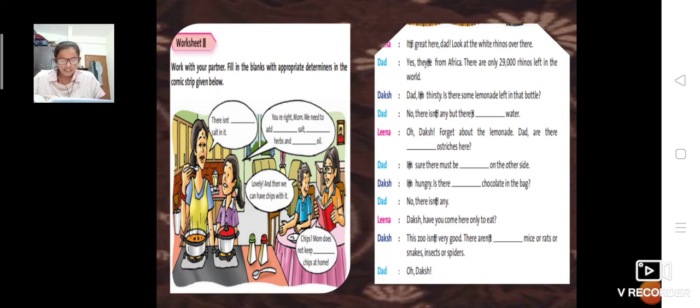Daksh says, this zoo isn't very good. There aren't dash mice or rats or snakes, insects or spiders. So he wants to see these animals, but they're not there. So there aren't any mice or rats or snakes, insects or spiders. I hope you have filled in the answers there. Shall we move to the next page, children?